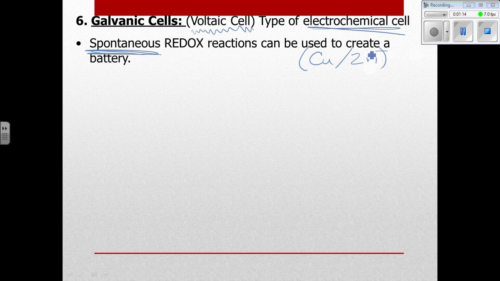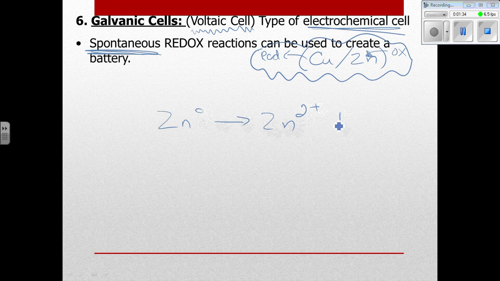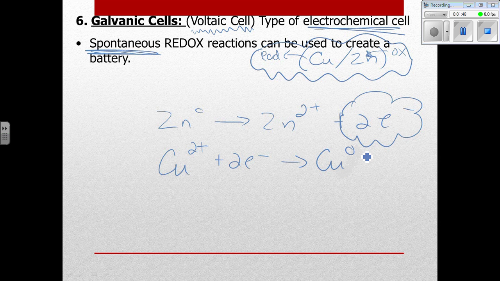Because this is higher up on table J, this prefers to be oxidized, and then this one prefers to be reduced. So we're going to be looking at a battery that has zinc being oxidized and copper reduced. When something is oxidized, it goes from zinc 0 to zinc +2 plus 2 electrons. That's losing electrons. And copper 2+ can gain those 2 electrons and go to copper 0, and that's reduced. So whenever there's an oxidation, there's also a reduction. Okay, so far so good.